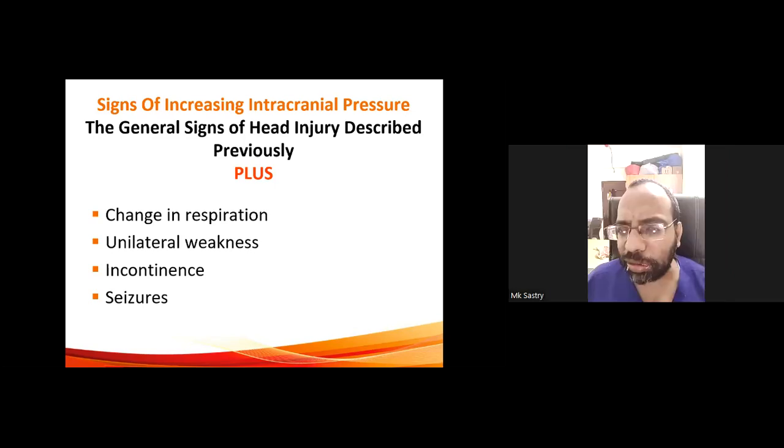So what are the things you will see? Incontinence, unilateral weakness, seizures, and change in respiration. Right?